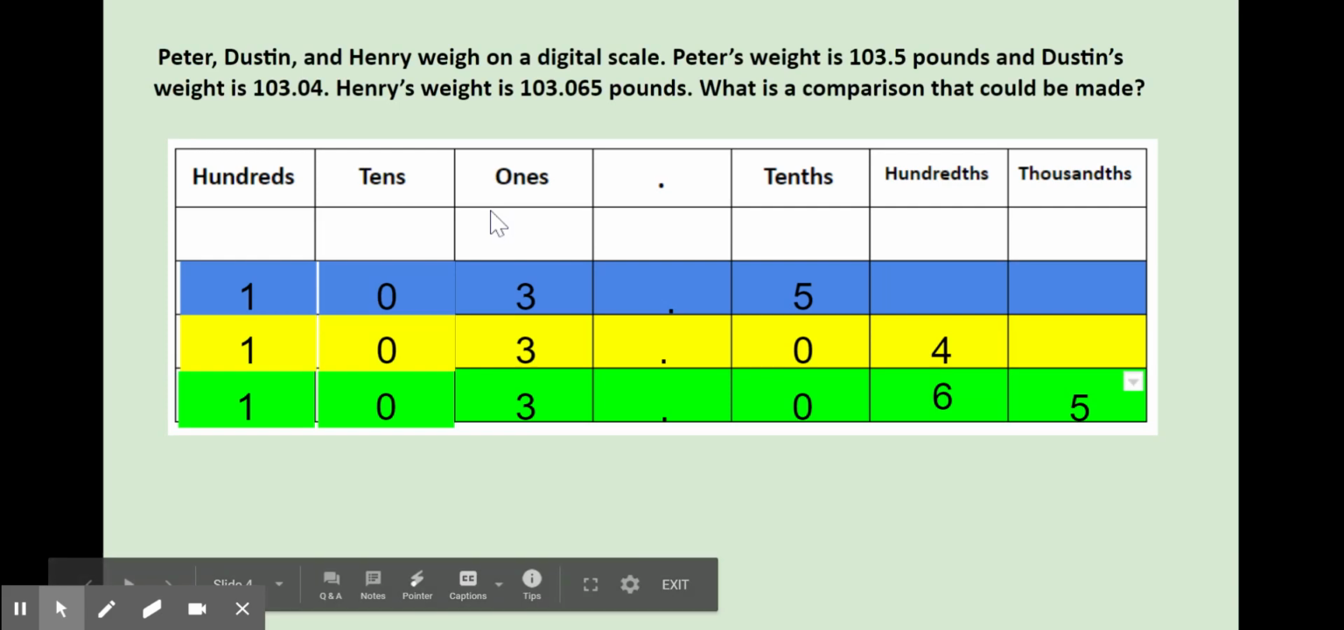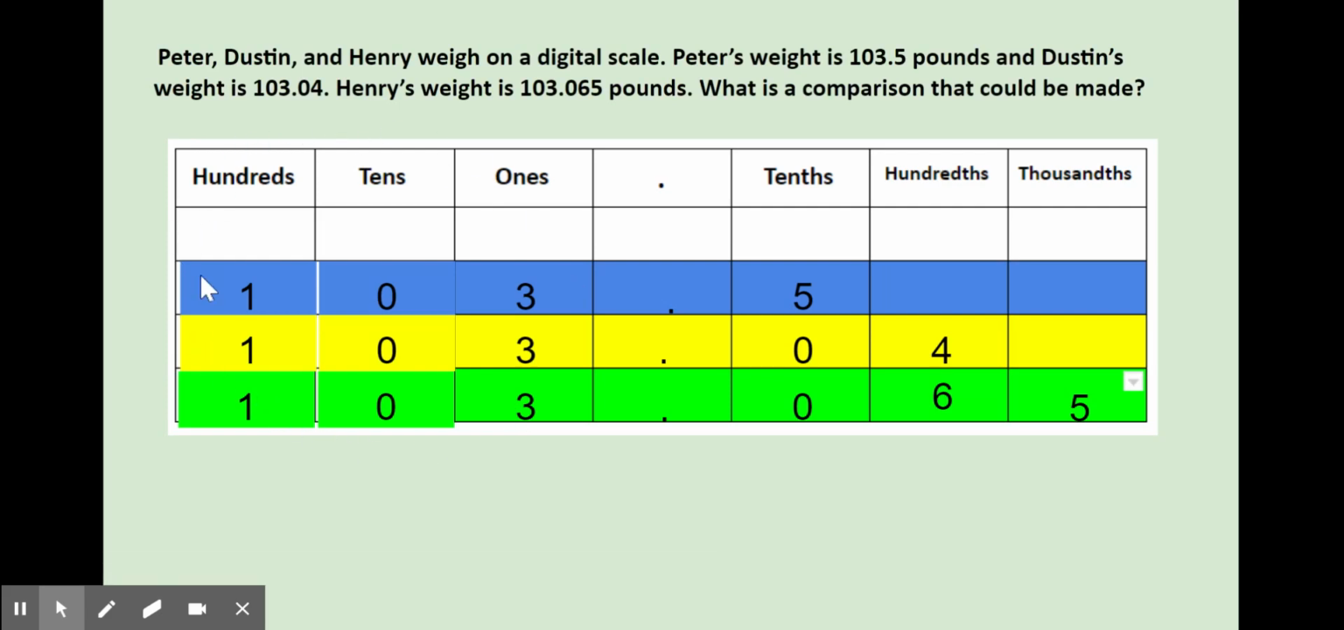Then we start over comparing our numbers by starting with the whole numbers, because whole numbers are larger than decimal numbers. So because it goes up to the hundreds, all the numbers in the hundreds place are the same. So then we move to the next place value, which is the tens. All the numbers are the same in the tens place, so we move to the ones place. Those numbers are the same. Move to the tenths place.